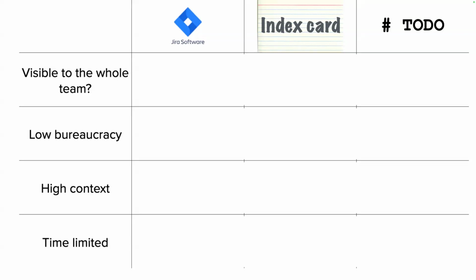And also, is it time limited? So is there a way for this thing to expire? Because the last thing you want to do is just build up a huge pile of these things and never deal with them, right?